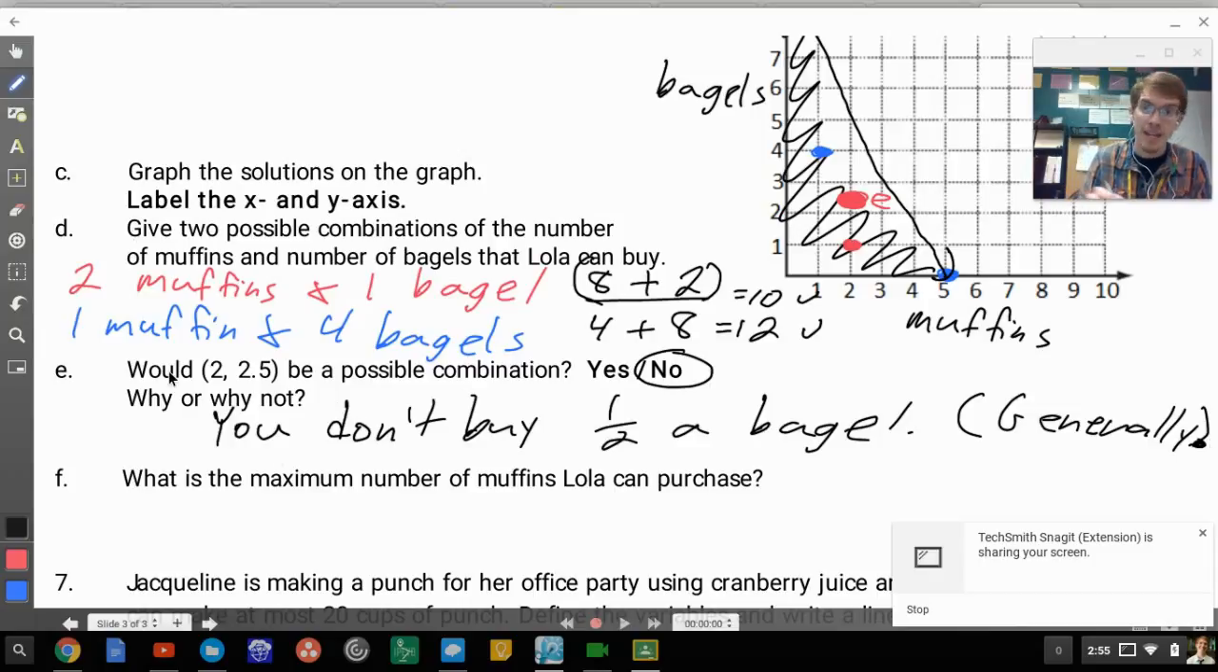All right. Now we can answer this last one. What's the maximum number of muffins that Lola can purchase? Well, looking at our graph, the highest we can get over here is 5. So 5 muffins.